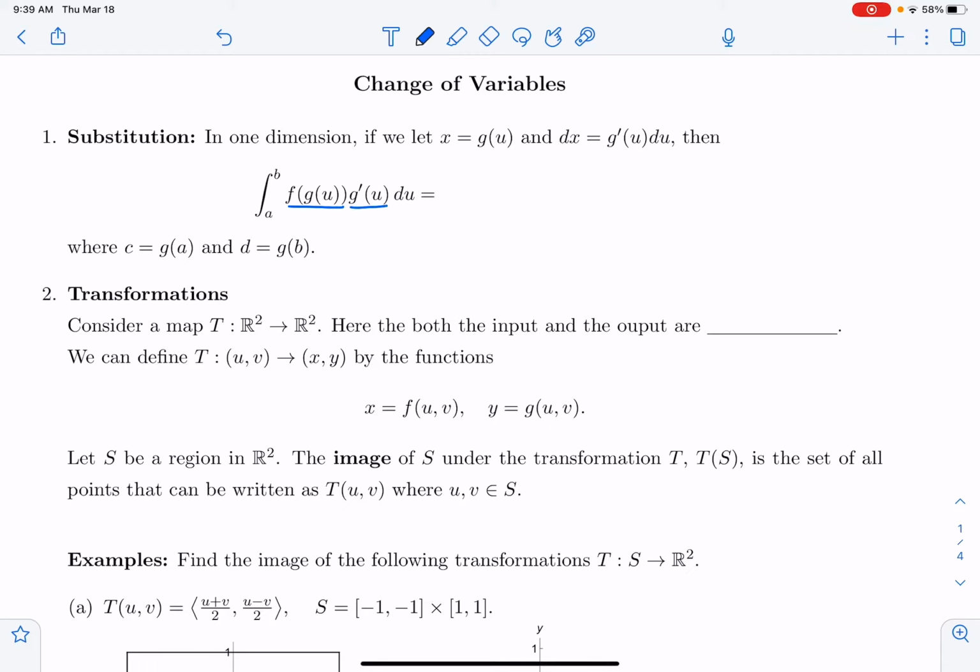We let x be a function of u, x equals g of u. And then dx, by the chain rule, would be g prime of u du. This allowed us to evaluate a much simpler integral, an integral of f of x dx. But instead of the limits of integration going from u equals a to u equals b, they went from x equals c, which was g of a, to x equals d, which is g of b.